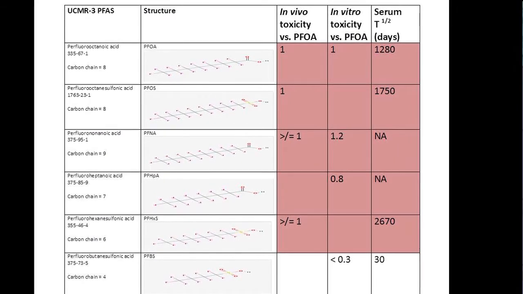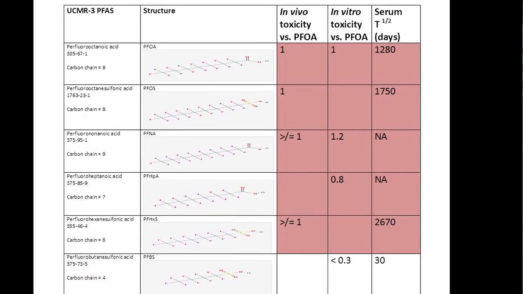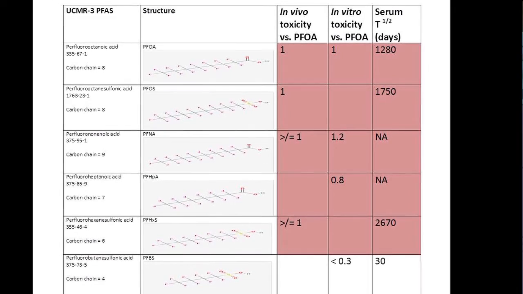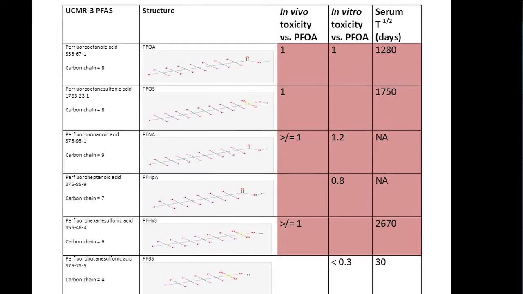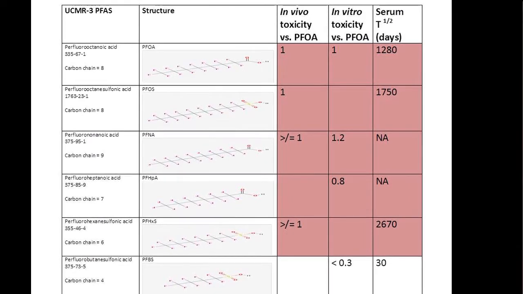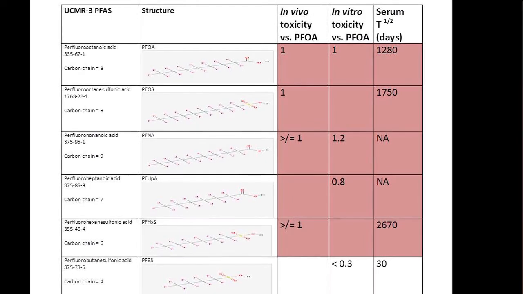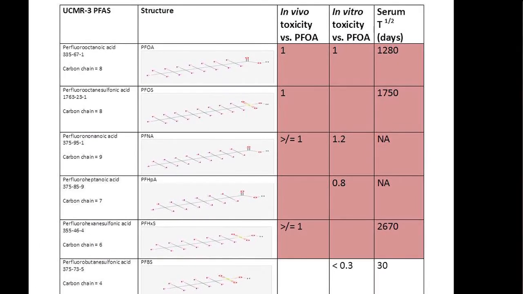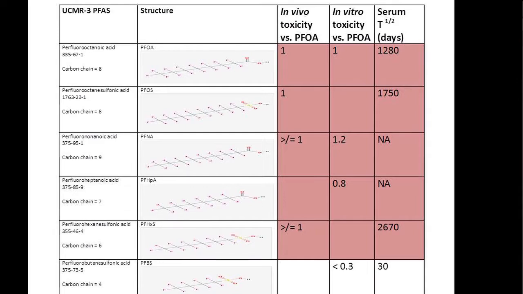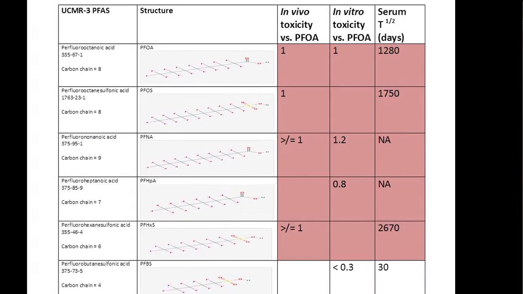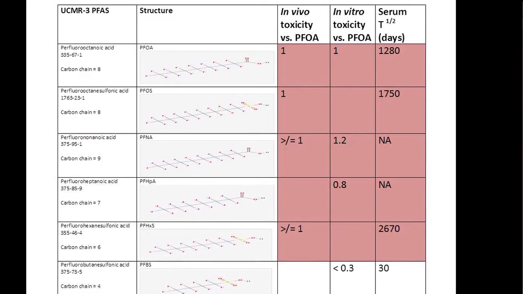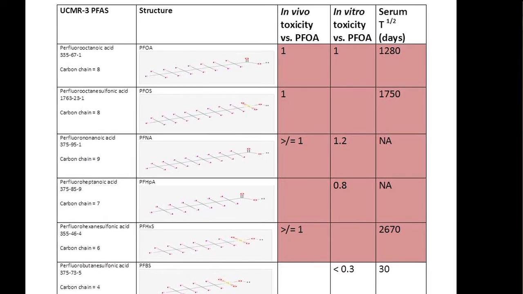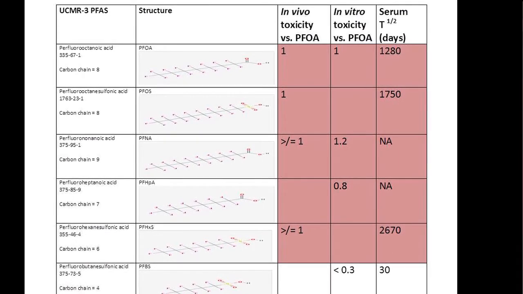We have one column for in vivo toxicities. That's basically animal test data, mostly rats and mice. In vitro toxicity data, in this case, is mostly cytotoxicity data from cell culture systems. You'll see half-life information, and this is from people, so the range is pretty broad; these are the values that are available.